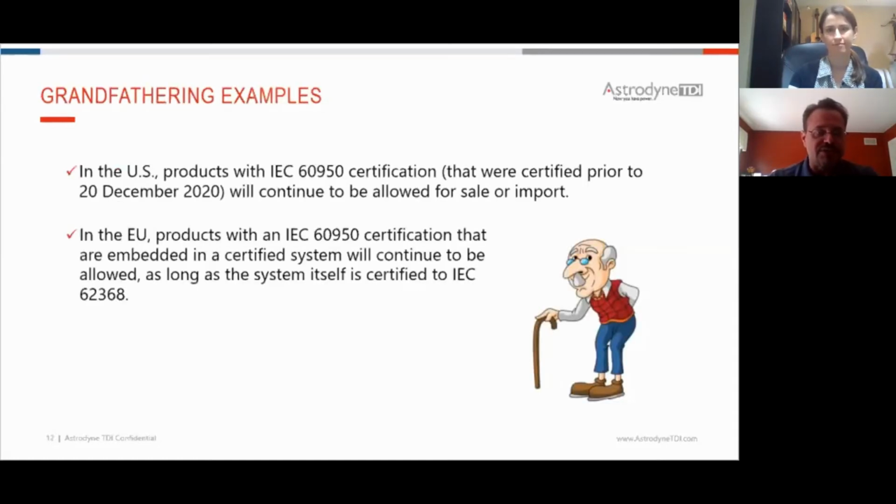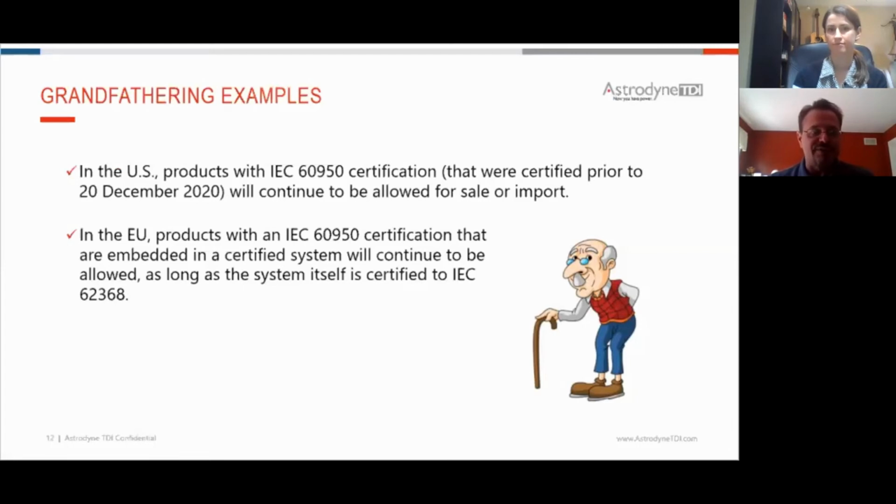Okay, so I mentioned that there were some grandfathering examples, and here's a couple. I'm sure there are more, but these focus on the US and Europe. In the US, products with an IEC 60950 certification that were certified prior to December 20th of this year are going to continue to be allowed forever. So you never have to modify that product or recertify it to 62368. It can maintain its current 60950 certification for as long as you want to ship it.